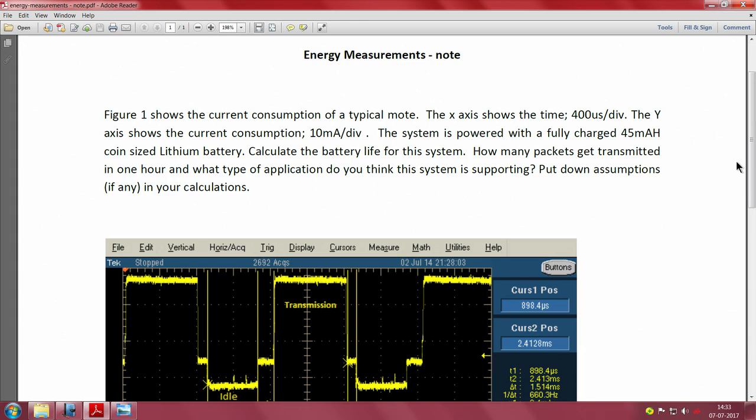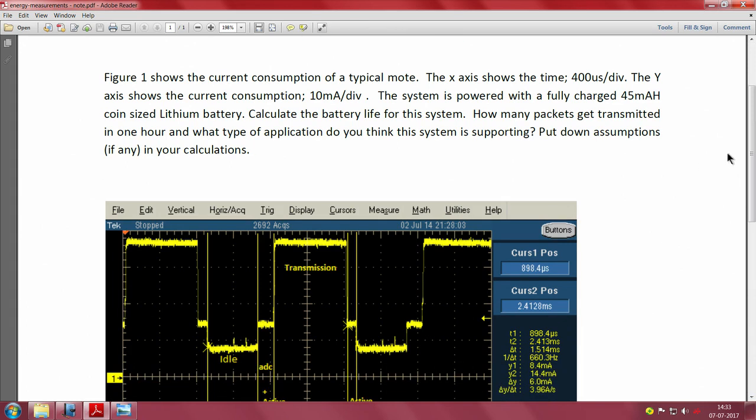Let me draw your attention to this measurement done by my colleagues in the lab. It says: figure 1 shows the current consumption of a typical node, it could be an IoT device. The x axis shows the time, 400 microseconds per division. The y axis shows the current consumption, which is 10 milliamperes per division. The system is powered with a fully charged 45 milliampere hour coin cell or coin sized lithium battery.